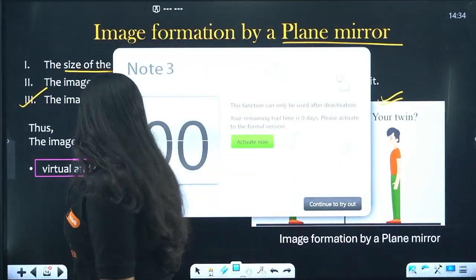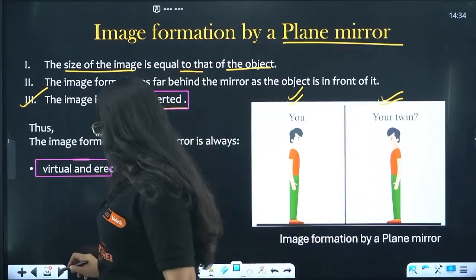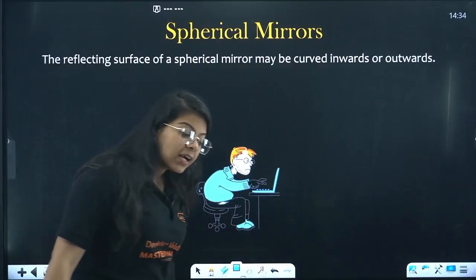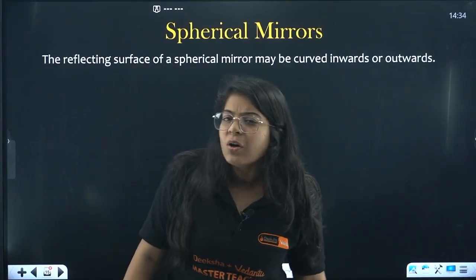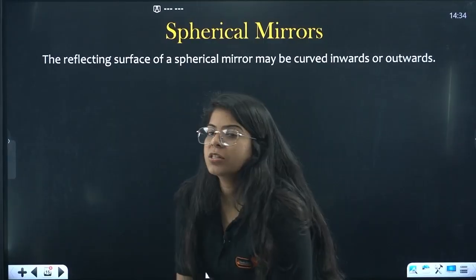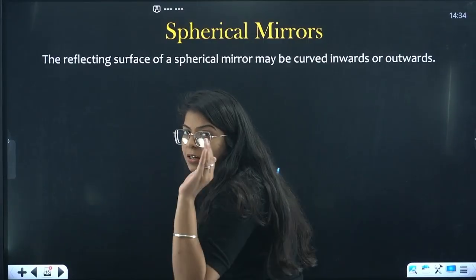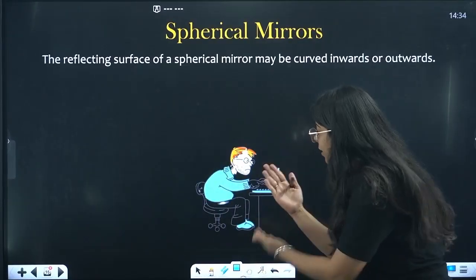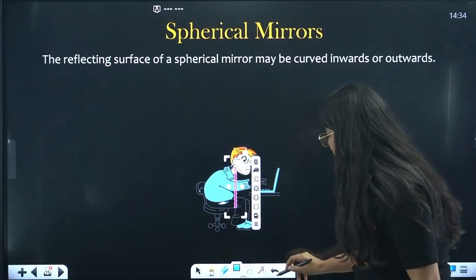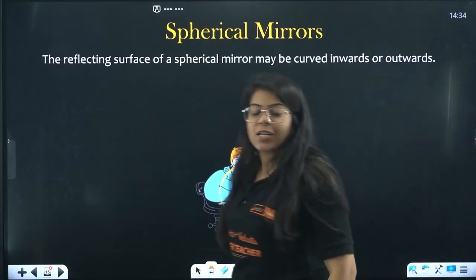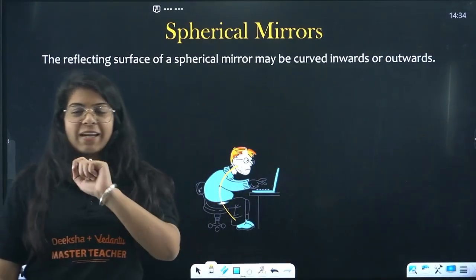Okay, let's move to the next part, your spherical mirrors. Now why do we call these spherical mirrors? Because they sit like this, like you are sitting right now, like a curved surface, like a C, right? And that is what our spherical mirror is. So you won't forget that ever.